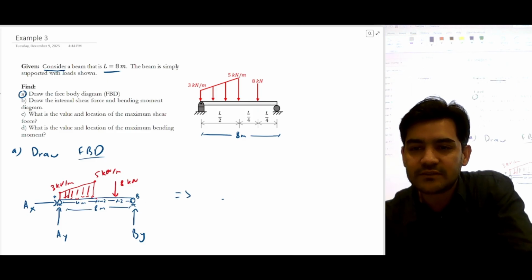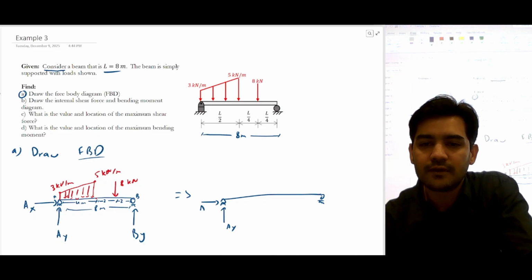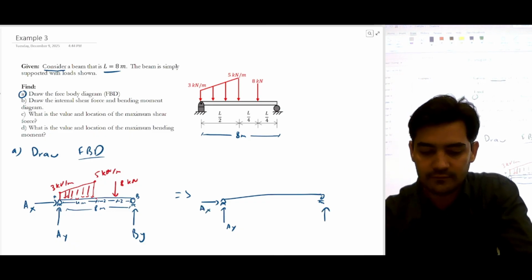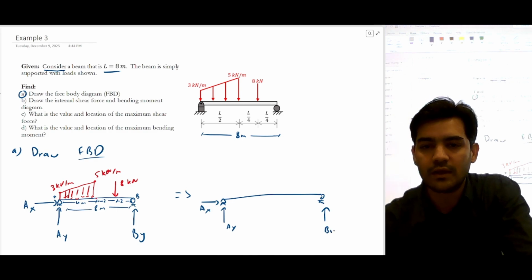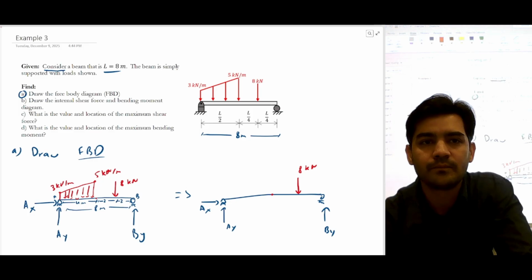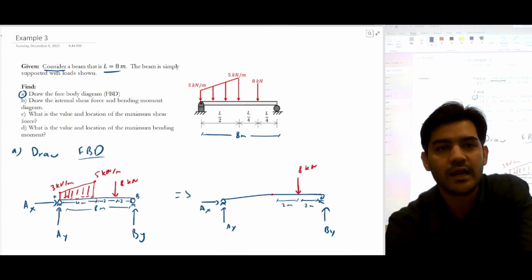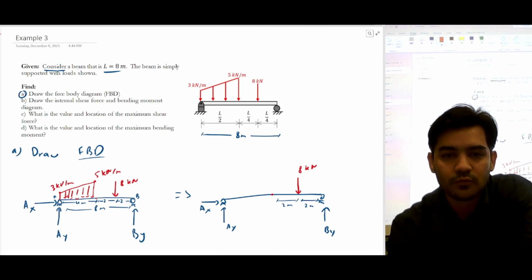I can also represent this figure. So we have AY, we have AX, we have BY, and we have a load of 8 kilonewton. This distance is 2 meters, this distance is 2 meters. Now we can also convert this trapezoidal load into point loads. We can first convert it into a triangle and a rectangle.